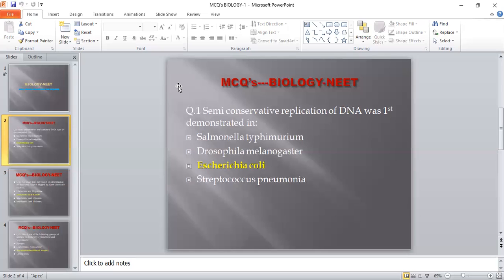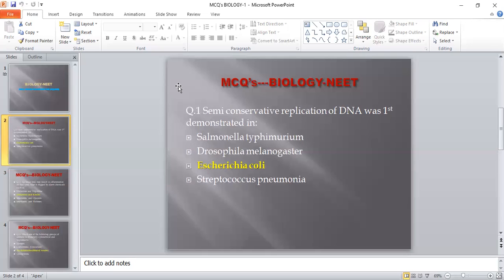But let us see the other options as well, which are wrong. Option A, Salmonella typhimurium. This is actually a pathogenic gram-negative bacteria found in the intestinal lumen, currently being used to develop a typhoid vaccine. It causes poisoning, often linked to contaminated water or foods, especially meat and poultry.